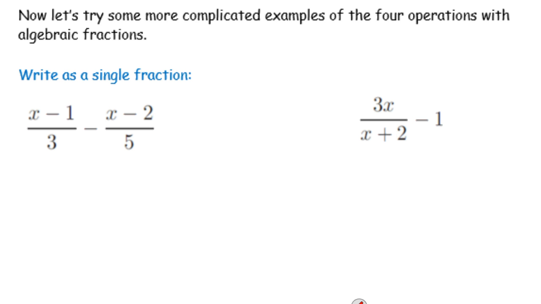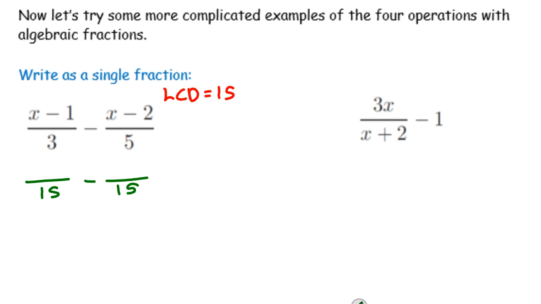So "write as a single fraction" just means combine it. You're not asked to solve or anything like that. You're just asked to combine the fractions and simplify them. So this is subtraction. So remember on the warm-up, the first page, we need to find the LCD first. Lowest common denominator of 5 and 3, that's right, it's 15. So we need to write them both so that they're over 15. So over 15 minus over 15.